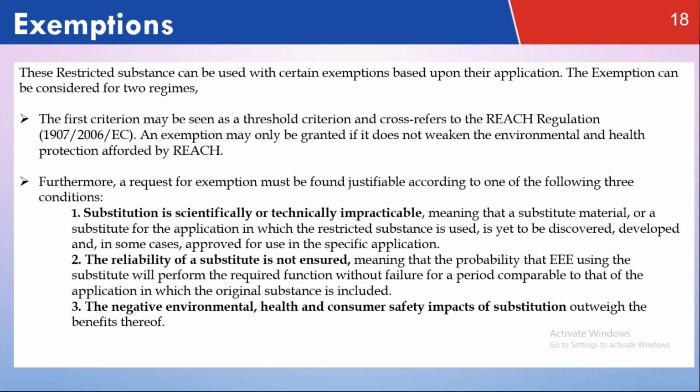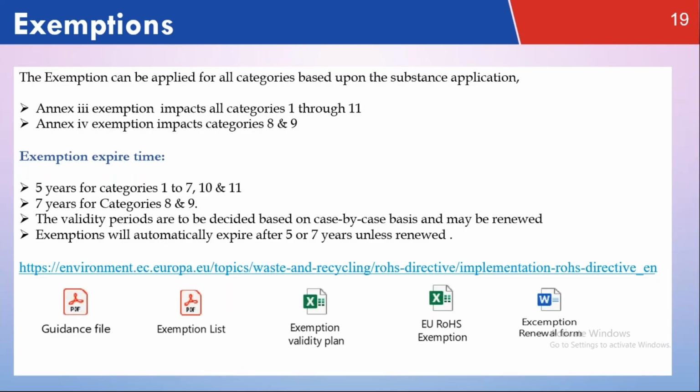So all exemptions have a certain expiration date. Typically, this expiration date will be reviewed once every 4 years within the regulation. Within the directive, there are two annexes that impact this exemption. Annex 3 exemption impacts categories 1 to 11, and Annex 4 exemption impacts categories, particularly 8 and 9. So all these exemptions have a certain time period of expiry.